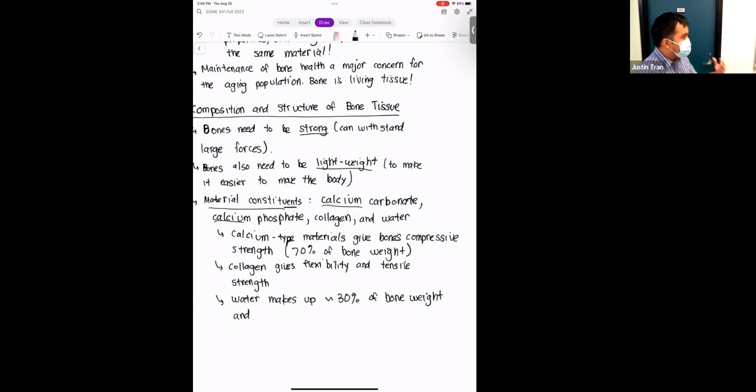Just like all the other tissues in your body, your bone needs nutrients. And the way that it does that is by moving them through fluid, right? And that's the purpose of the water.